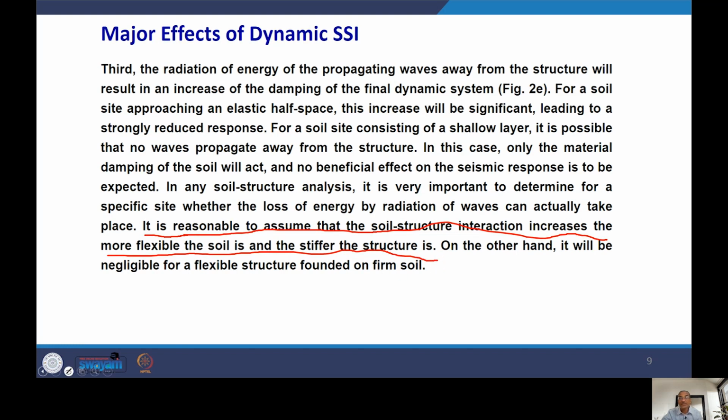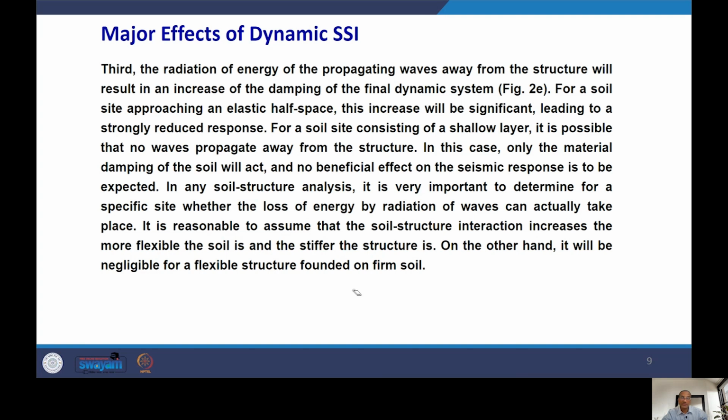So that means if you have soil conditions where this soil interaction will increase, it is when the soil is more flexible compared to the structure. That means the difference between the stiffness or flexibility of the soil and structure is wide. If compared to the structure your soil is more flexible, in that case the effect of SSI is going to increase. On the other hand, it will be negligible for a flexible structure which is founded on firm soil.